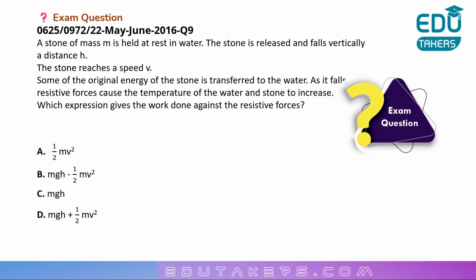Work done against resistive forces can be considered the energy that is not converted into kinetic energy. Initially, the stone has gravitational potential energy mgh. Upon reaching speed v, it has kinetic energy 1 over 2 mv squared. The difference between these energies is the work done against resistive forces. The correct expression for the work done against resistive forces is option B, mgh minus 1 over 2 mv squared.